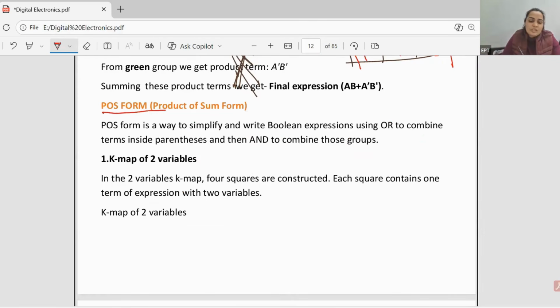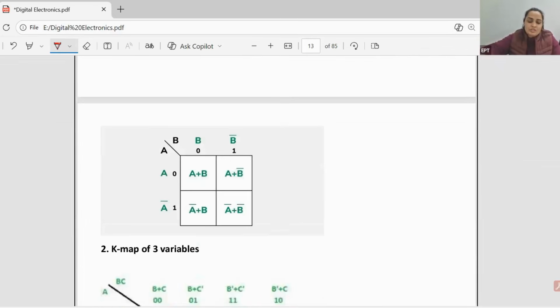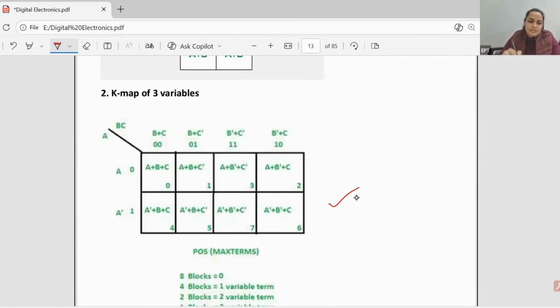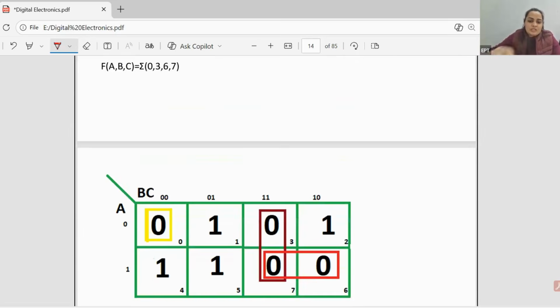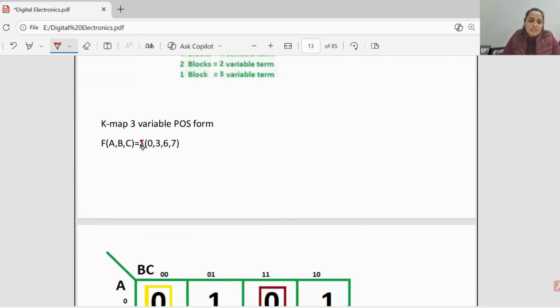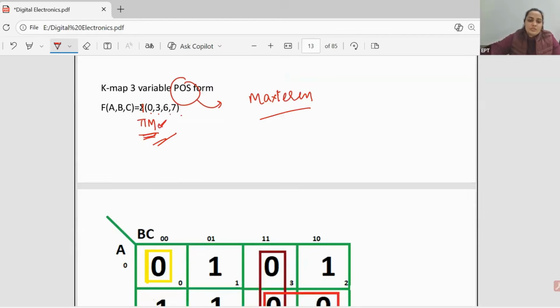In POS form you will fill the K map with zeros. This is correct this time. This is correct for three variable. So here you can see this is the expression. See here, pi will be given to you. Here it is again incorrect. Pi will be given to you because in POS form we will consider the max terms. I will make changes in the final document, and I will provide the link for the document. So from there you can follow this. So pi M for the max term, 0 3 6 7.